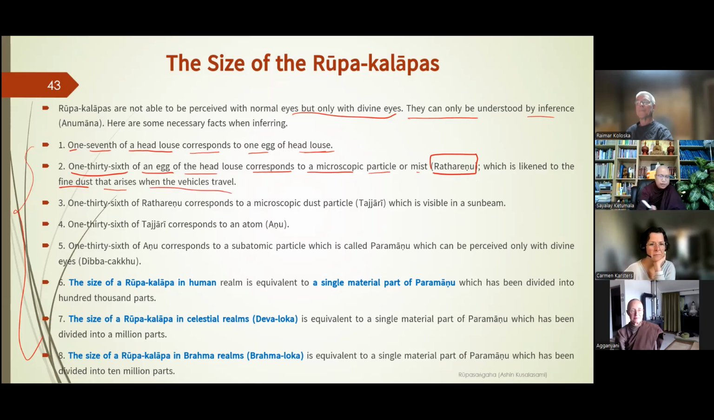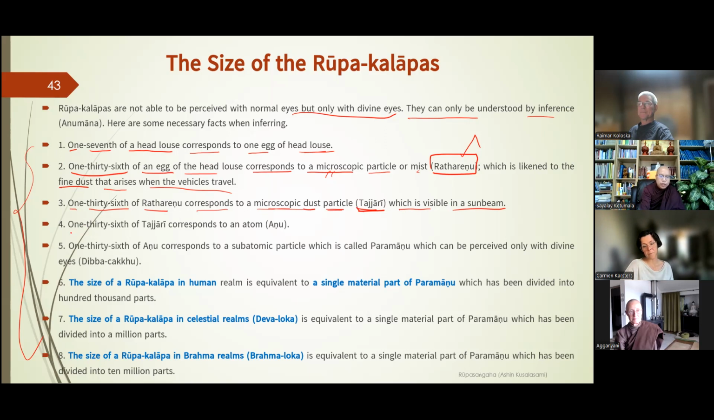And again, 1/36 of ratharenu, the microscopic particle of mist, corresponds to a microscopic dust particle, tajjari. I don't know exactly how to say that. In Germany, when you go to a Baustelle, a construction area, there's a very fine dust. You can see that. This is ratharenu, and you have to take 1/36. 1/36 of ratharenu is similar to a microscopic dust particle, tajjari in Pali, which is visible in a sunbeam. In the sunbeam you can see that kind of dust, very soft, very small, very tiny.